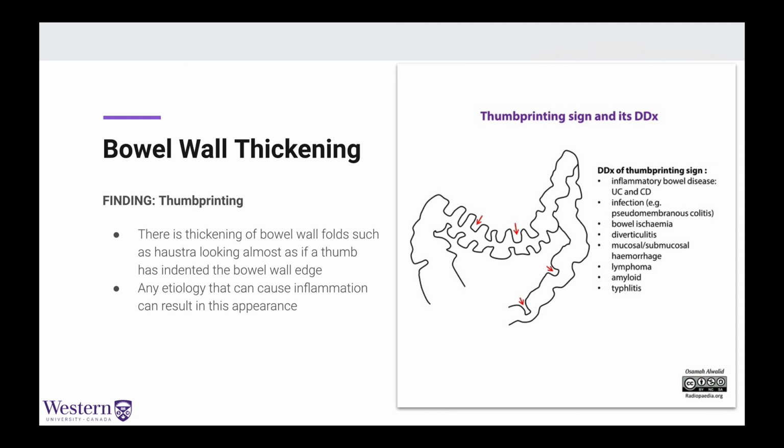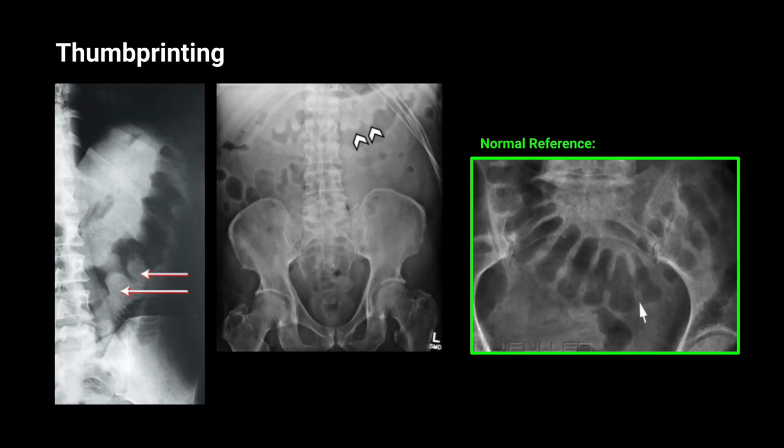You can see there the differential diagnosis of a thumbprinting sign: anything from chronic inflammatory bowel disease like ulcerative colitis or Crohn's disease, a very severe infection like C. diff, bowel ischemia, diverticulitis, hemorrhage, but also infiltrative conditions like lymphoma, amyloid disease, or typhlitis, which would be more of an infectious disease as well, can cause that thumbprinting appearance.